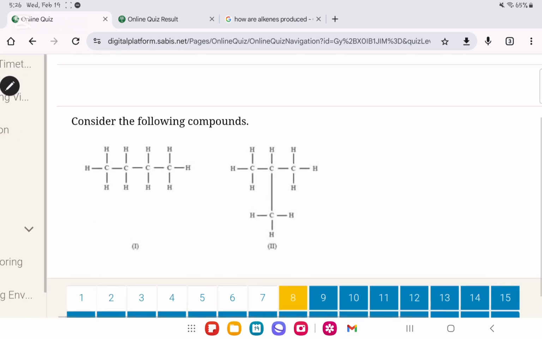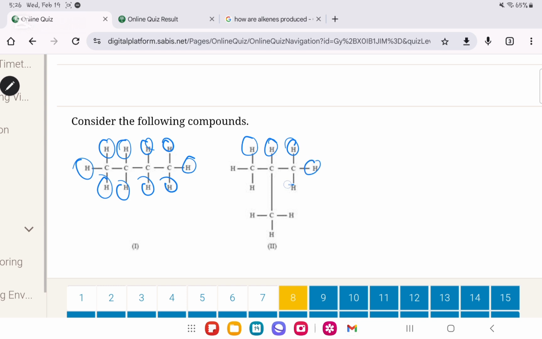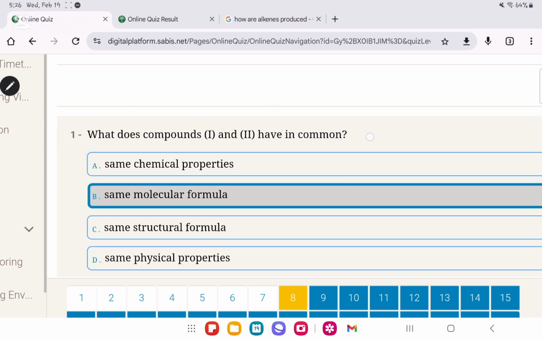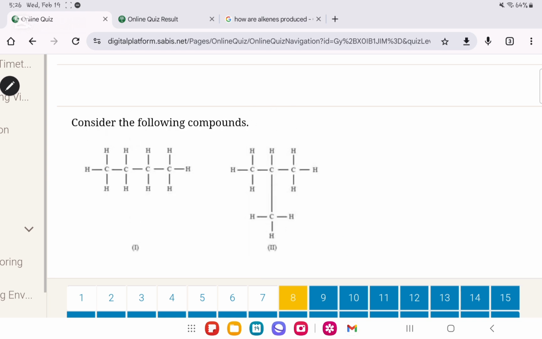Let us see what is the difference between the two compounds. Let us count. They have 1, 2, 3, 4, 5, 6, 7, 8, 9, and 10 hydrogens. Then 1, 2, 3, 4, 5, 6, 7, 8, so 4 here and 4 here carbons. As you can see, their molecular formula is the same, even though their structural formula is not the same, but in general they have the same molecular formula, which is C4H10. Here and here they both have C4H10.